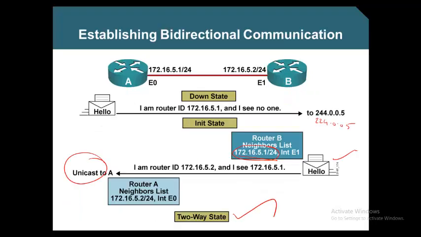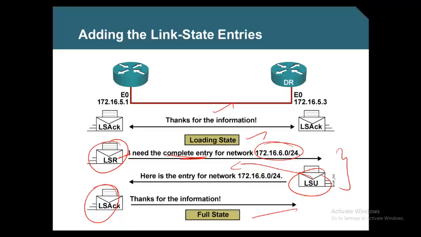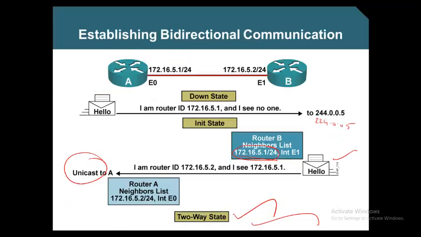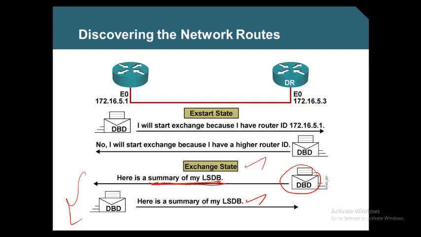And then in the exchange state, they give the DBD, followed by acknowledgement. Afterwards, in the loading state, they send a query and the response comes, LSR and LSU. An acknowledgement at last is sent to say that we are fully synchronized. These are the 7 states: init, two-way, exstart, exchange, loading, and full. Including down, we call it 7 states: down state, init state, two-way state, exstart state, exchange state, loading state, full state.